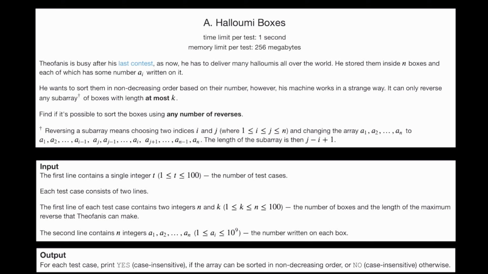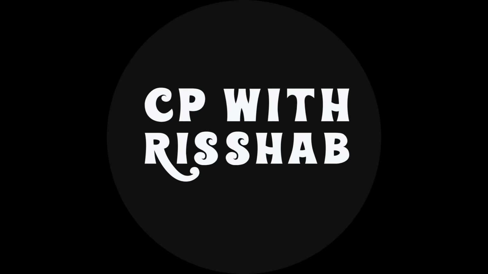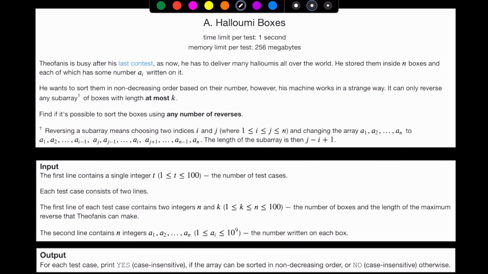Today we are going to discuss the first problem in the CP sheet by TLE Eliminators, that is the Halloumi boxes. Let's get started. Let's first read the problem statement.